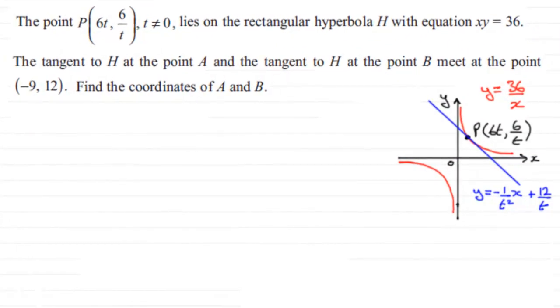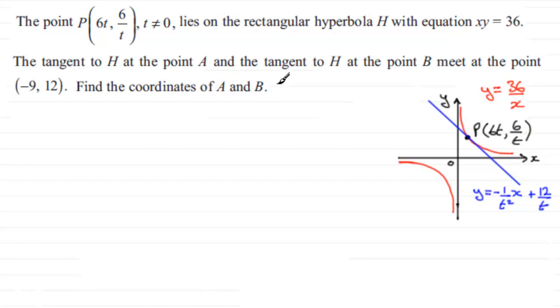Now, in the previous part of this question, we found out the general equation of any tangent at a point P on this rectangular hyperbola H. This equation was y equals minus 1 over t squared x plus 12 over t. And we're told now that the tangent to H at the point A and the tangent to H at the point B meet at the point minus 9, 12, and we've got to find the coordinates of these 2 points A and B.